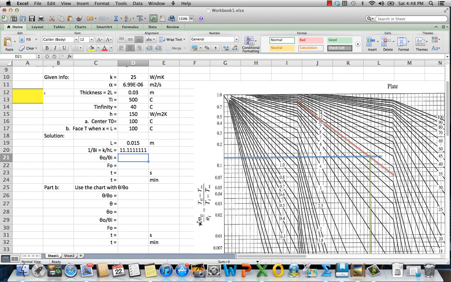So I also need this quantity over here. I'm looking for time, so I'm looking for the Fourier number. I have all the information. The temperature at the center, that's my 100. T infinity is the 40. The initial temperature is 500. So let's calculate that. The temperature at the center minus T infinity, divided by the initial temperature minus T infinity.